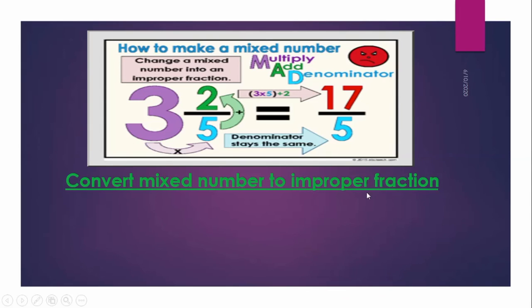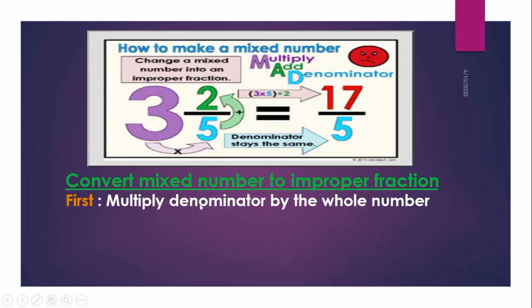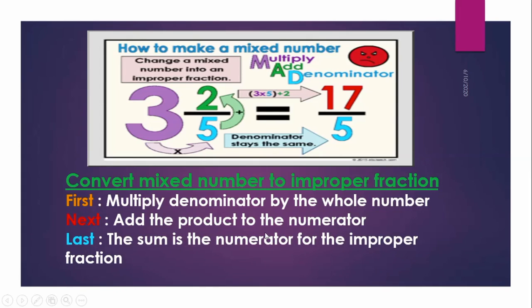Convert mixed number to improper fraction. We have first multiply denominator by the whole number. So we have to multiply 5 by 3. And next add the product to the numerator. After multiplying 3 times 5, we have to add them to 2. And last, the sum is the numerator for the improper fraction.